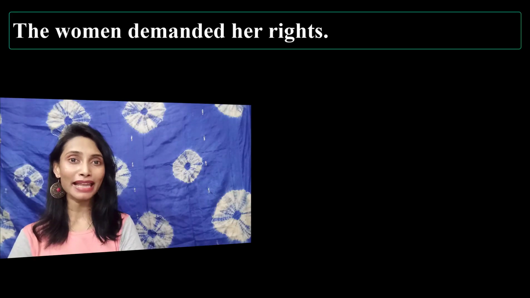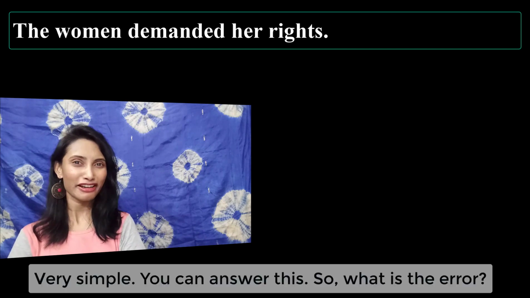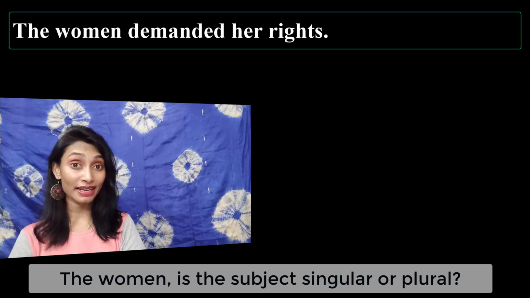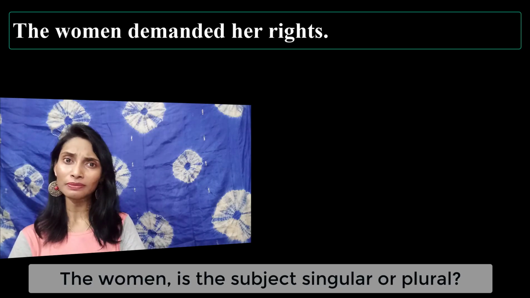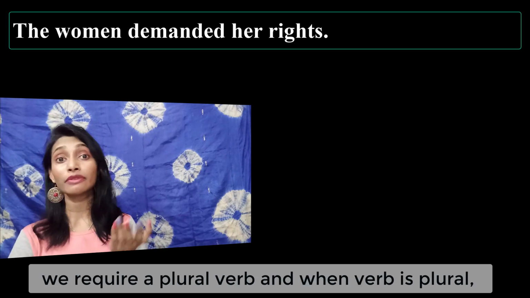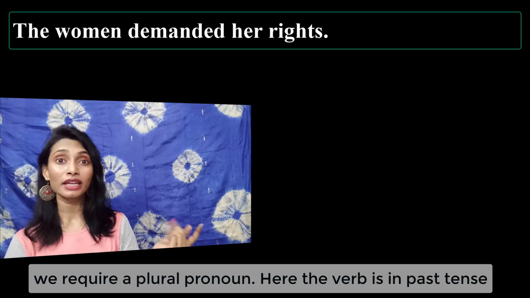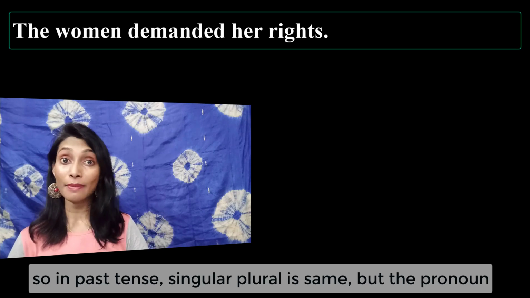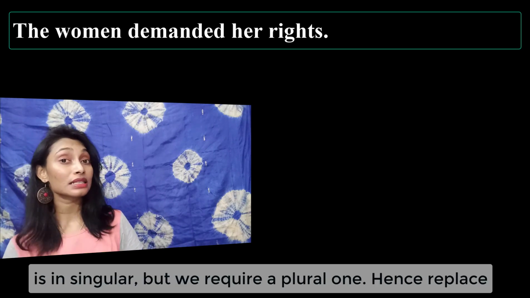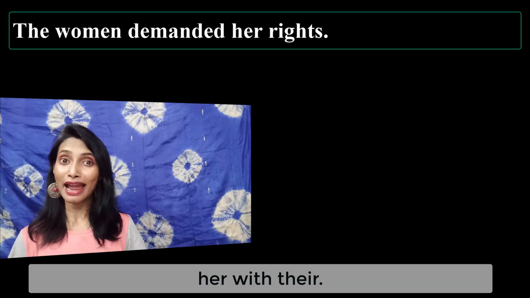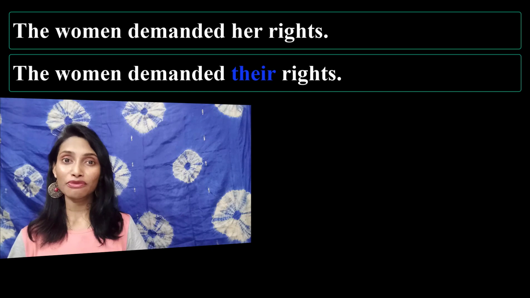The women demanded her rights. Very simple. You can answer this. So what is the error? The women. Is the subject singular or plural? Obviously it is plural. So when the subject is plural, we require a plural verb. When the verb is plural, we require a plural pronoun. Here the verb is in past tense, so in past, singular and plural are the same. But the pronoun is singular, and we require a plural one. Hence, replace her with their. The women demanded their rights.